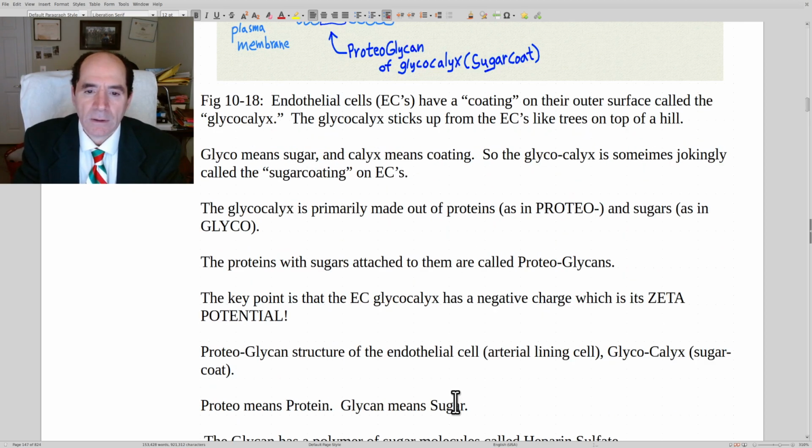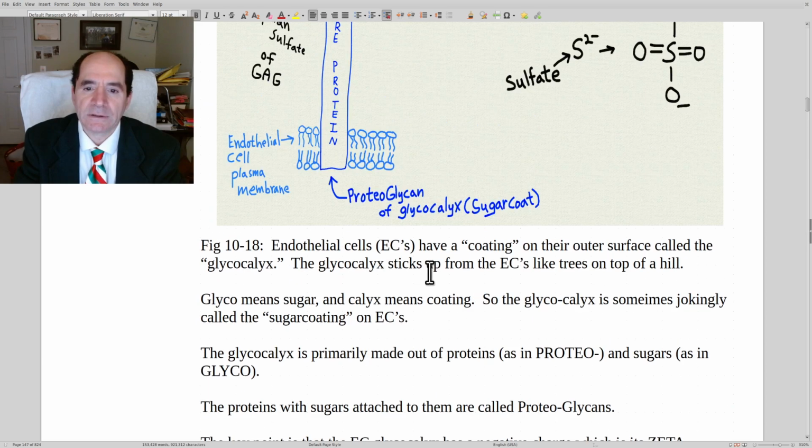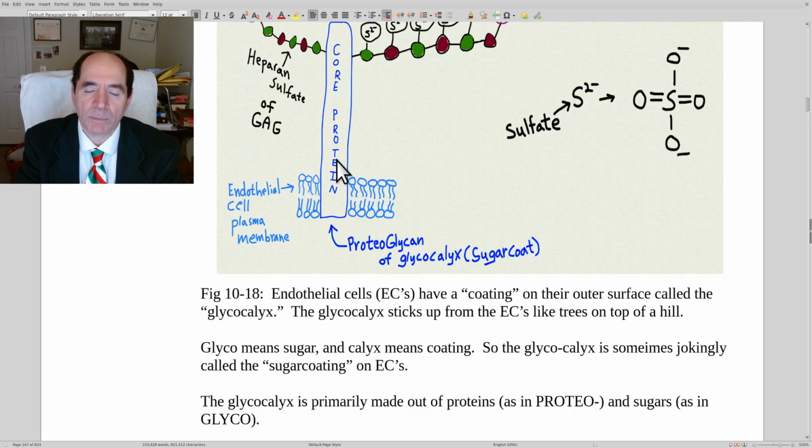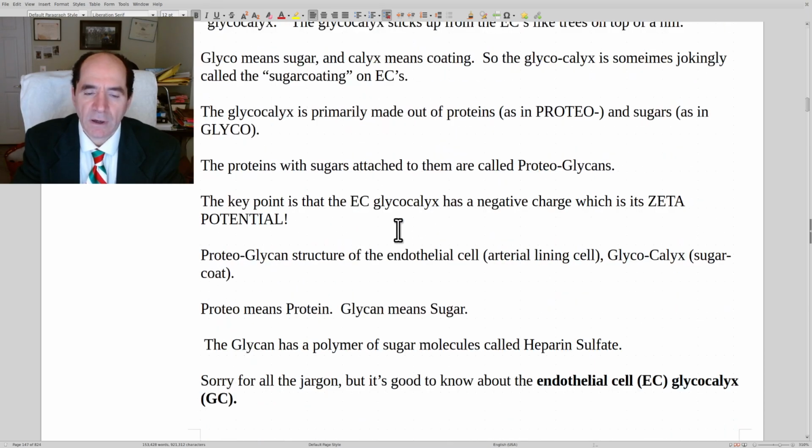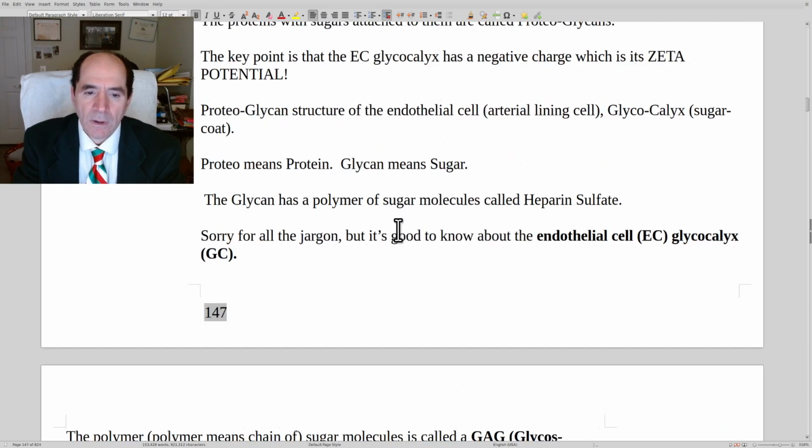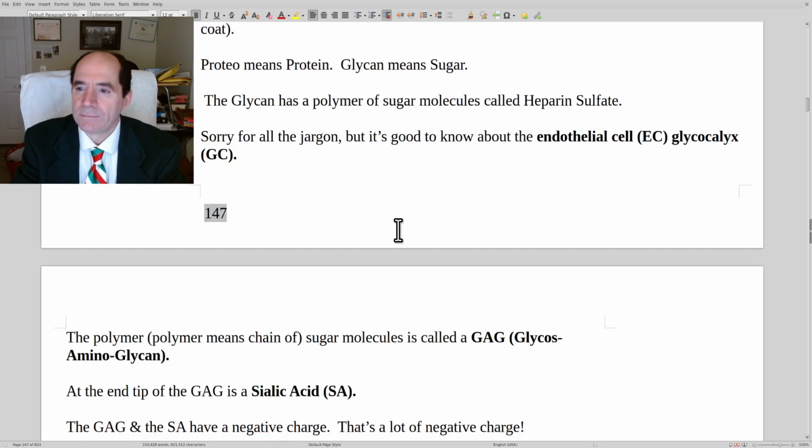Okay. And glycocalyx is made out of proteins and sugar. So protein is proteo, sugar is glyco. So proteoglycan is the name of the proteins that are sort of like the core protein for the attachment of all the sugar residues, the disaccharides of the glycocalyx. Okay. So usually I would abbreviate it EC for endothelial cell glycocalyx. Sometimes I'll even abbreviate it ECGC.